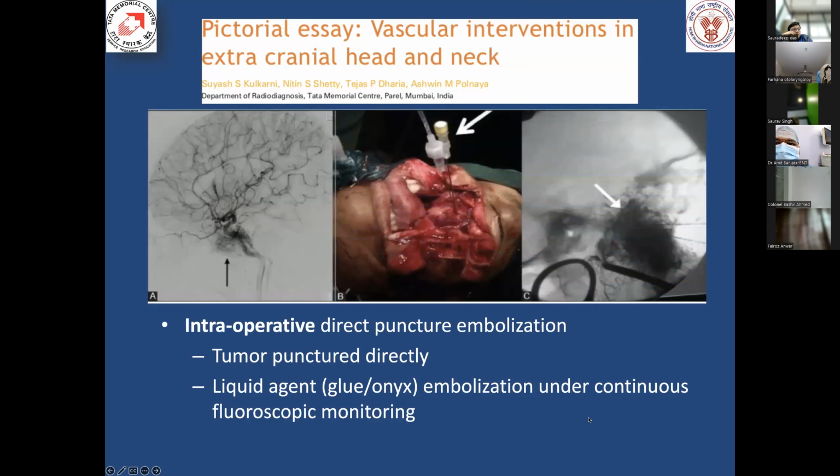This is another in our initial days when the carotid tumor was not embolized. We were called intraoperatively. So on table, we had to puncture the tumor and embolize this. This was done in the OT. You can see a very small C-arm. The bones are overlapping, and we are not able to identify the exact flow of the glue. So this is a disadvantage. That's the reason why we prefer to do the embolizations under DSA setup rather than under fluoroscopy in the OT.